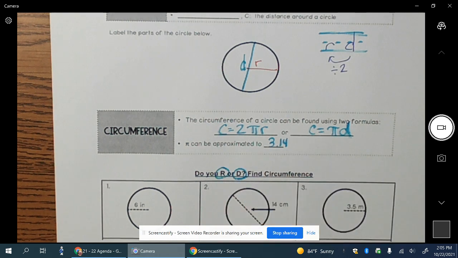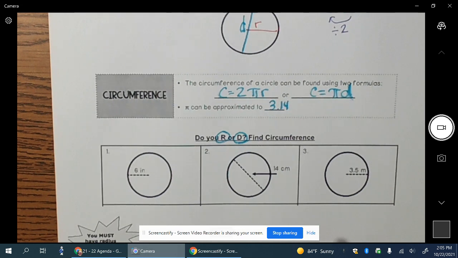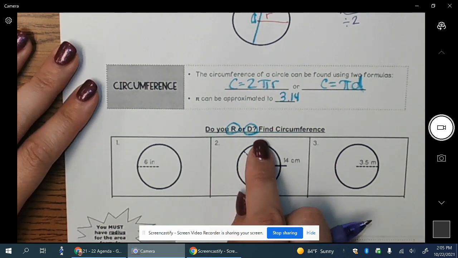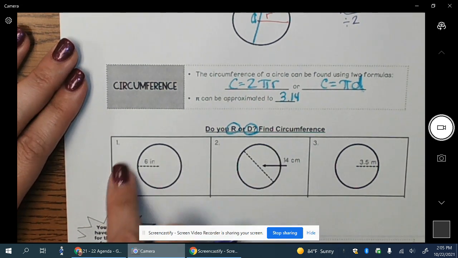Yes, ma'am. When we're in high school, will pi be longer? No, they usually just do 3.14, or they let you use the pi button on the calculator. There's a pi button on the calculator? Yes.